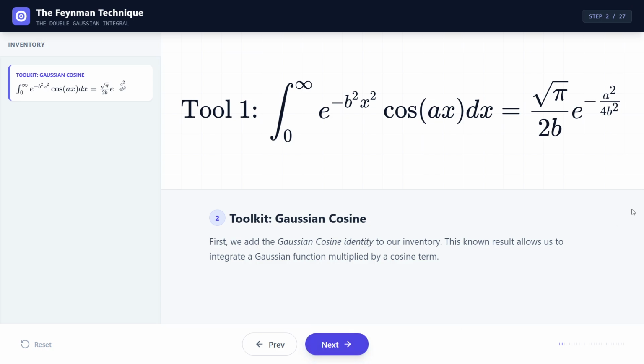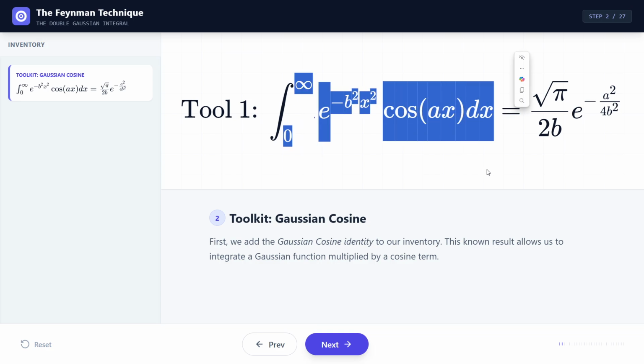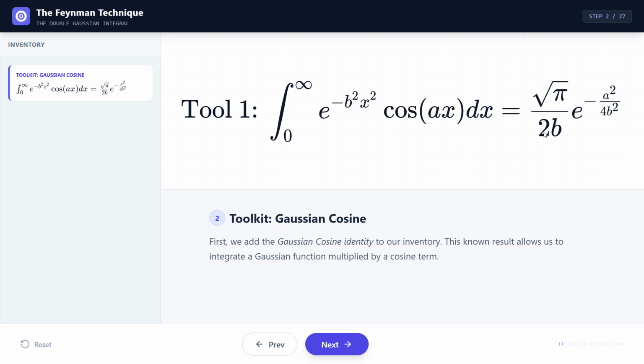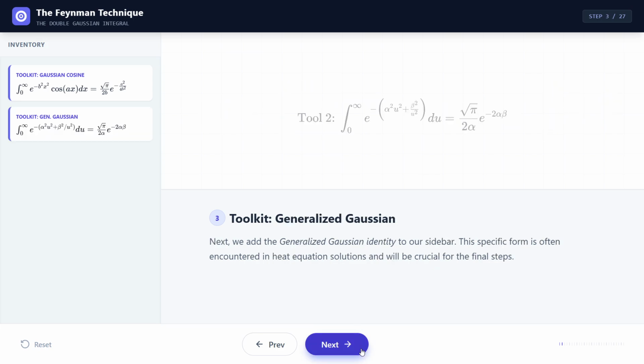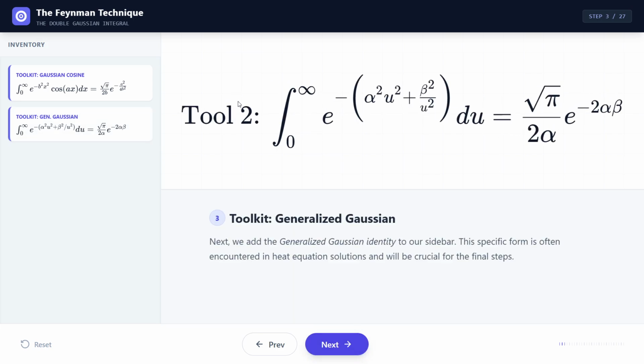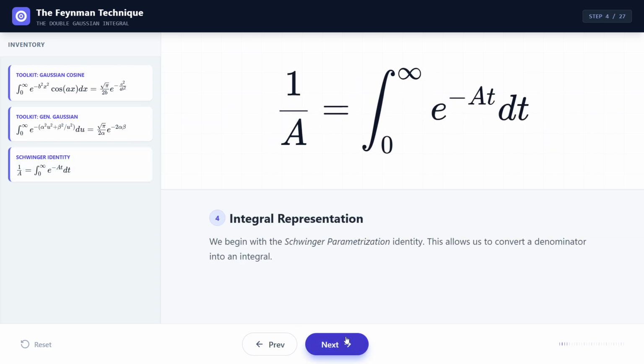So the first thing we're going to be using is tool number one, and it's this formula right here. Any integral of this form evaluates to exactly this. All right, and the next tool we're going to be using is this. Again, we already derived both of these formulas on this channel using Feynman integration. All right, so those are our two tools. They're right here for future reference.